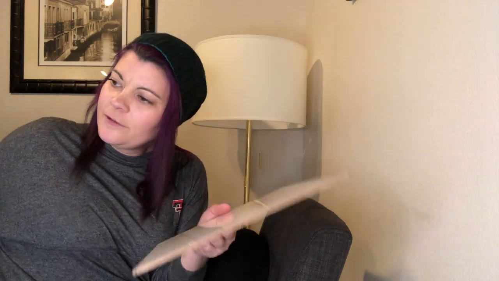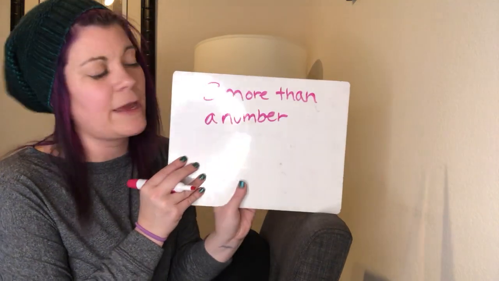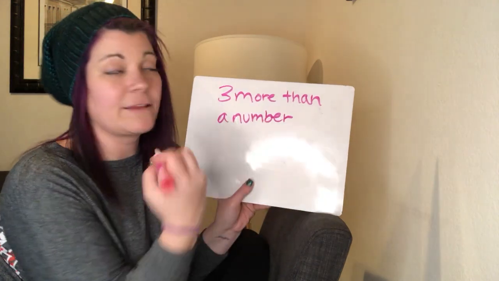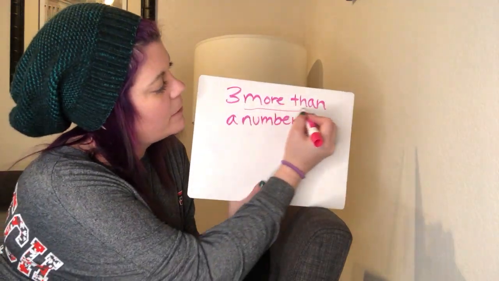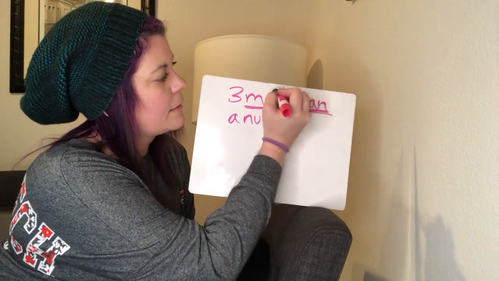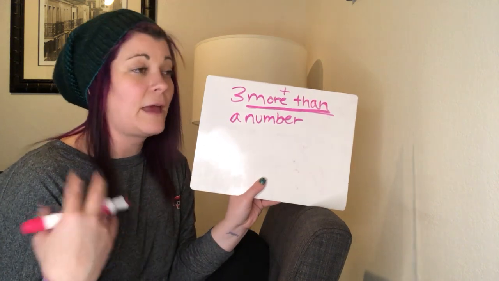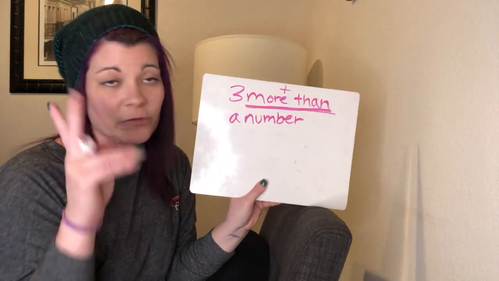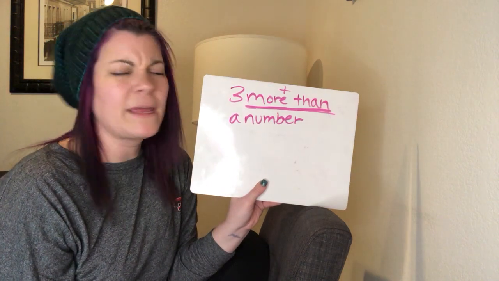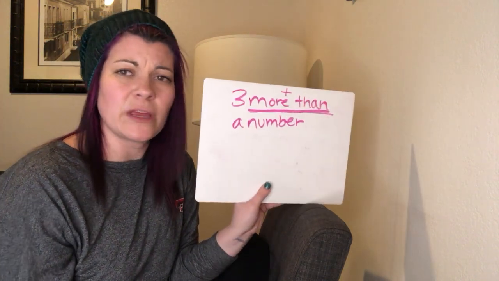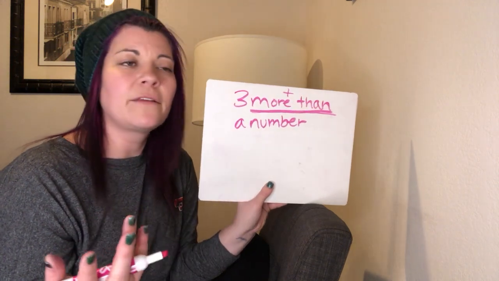Okay, so let's practice. If I have an expression and it says 3 more than a number, I'm going to write it here. We look for words that tell us what operation this is going to be. The words more than mean that it's going to be addition. And you have to think about this. Would it be 3 plus x? I usually use x to represent a number. Or would it be x plus 3? Well, we know in addition, 2 plus 3 is 3 plus 2, so it doesn't really matter.